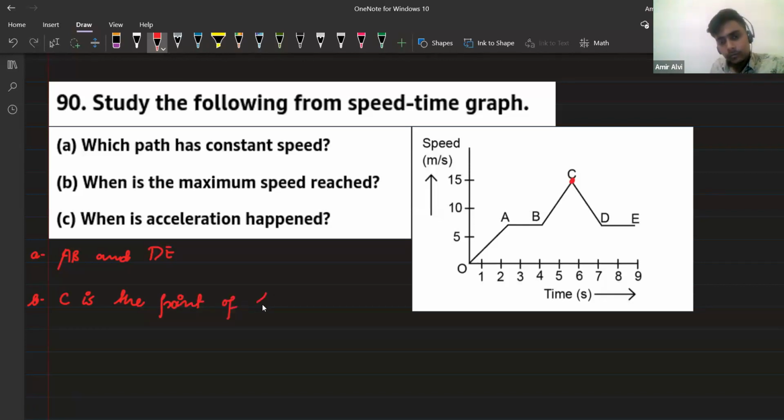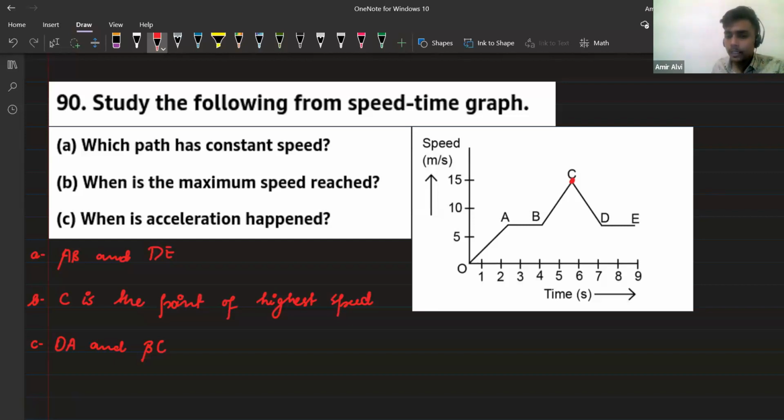Okay, C point. When does the acceleration happen? Now you can see that from O to A, origin to point A, the graph is a straight line in the upwards direction. So this is an accelerated motion. So O to A, and again from point B to C, the car has gained some acceleration, yes or no? So point B to C will be the accelerated motion. Clear, everyone? Yes.